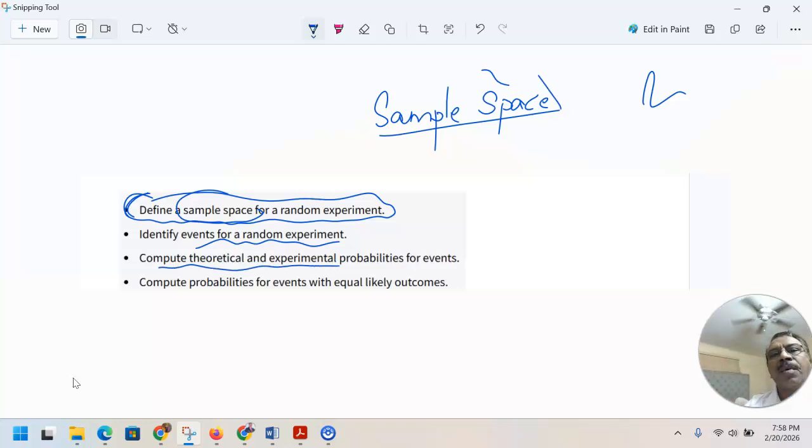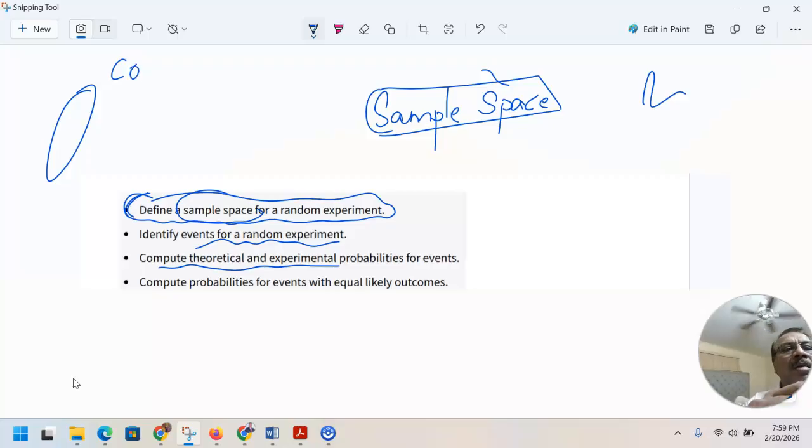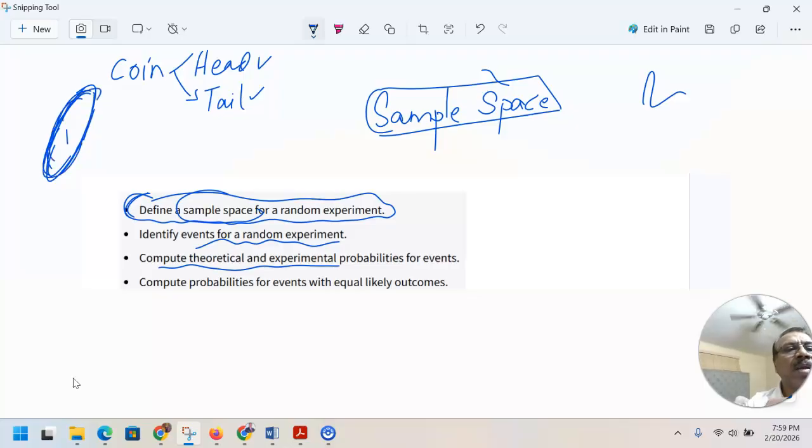So when you look at these two pieces, let's imagine a simple example of a coin. Now, a coin has a head and a tail. When you toss a coin, you're going to end up getting either a head or a tail. Maybe the head is the front and the tail is at the back.